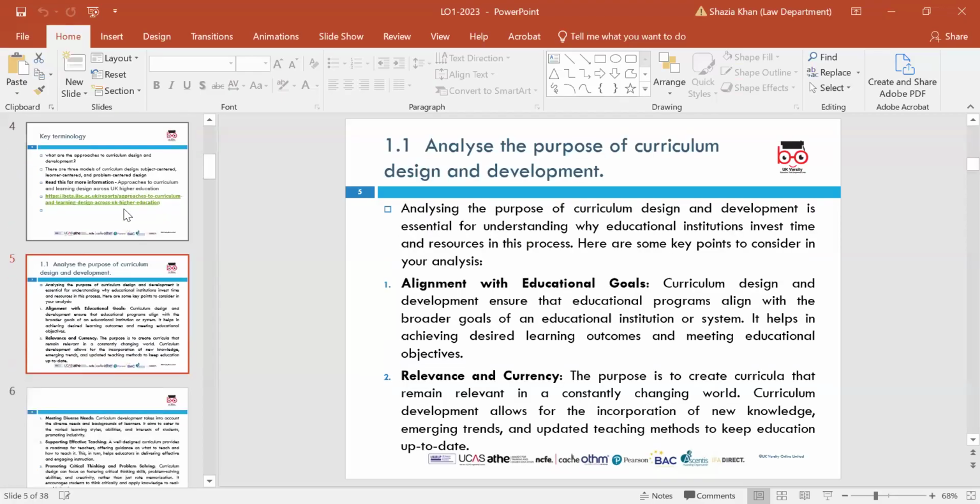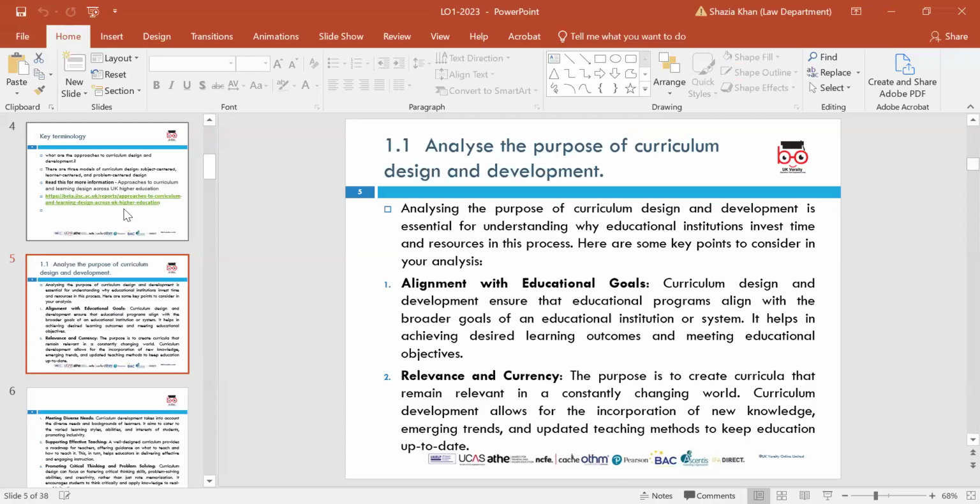So 1.1, analyze the purpose of curriculum design and development. Curriculum design is the process of creating a curriculum that aligns with goals, objectives, and learning outcomes of a course. It may involve creating an entirely new curriculum or making changes to an existing one so it meets the needs of the learners and the students. So it's all about investing time and resources into the process.